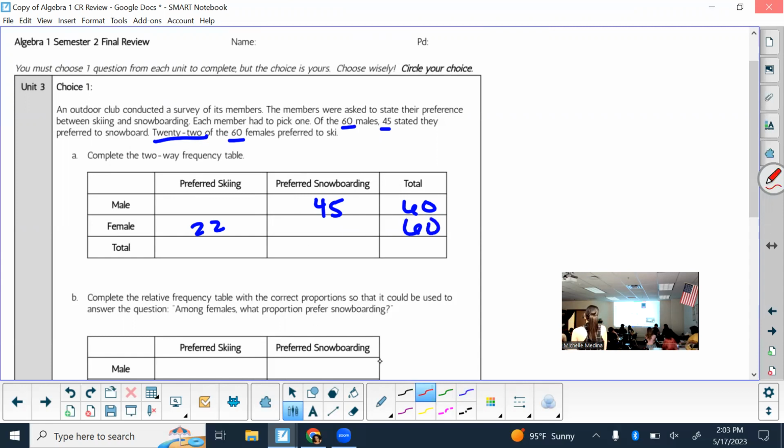What can I start with? Okay, the males that prefer skiing, how many of them were there? Because 60 minus 45 gives me 15. What else could I fill in? And how many was that? Because again, if the 60 is my total and 22 of them prefer this, then 38 of them must prefer this. And then what else can I fill in now? The grand total is what? That's how many people were surveyed. And then you could do your column totals now. So what will be here?